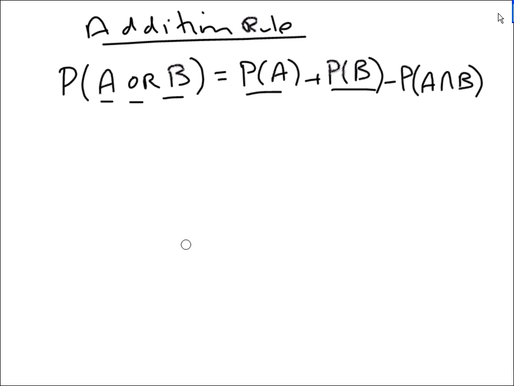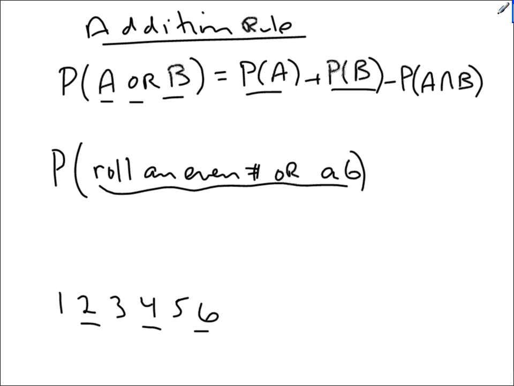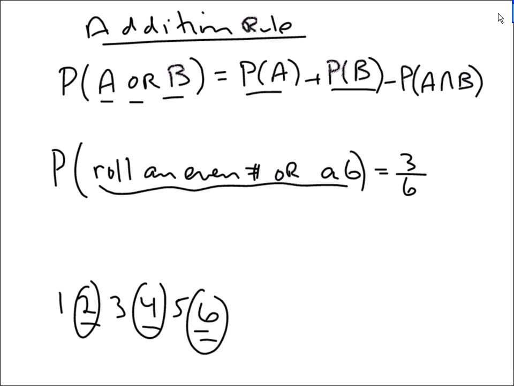Let's look at some examples. What's the probability that you roll an even number or a six? Now, there's two ways of doing this. You can use the formula above, or you can understand exactly what that is. 1, 2, 3, 4, 5, 6. These are evens, and that's a six. There's only three favorable outcomes out of the six. Okay, that's without using the formula.